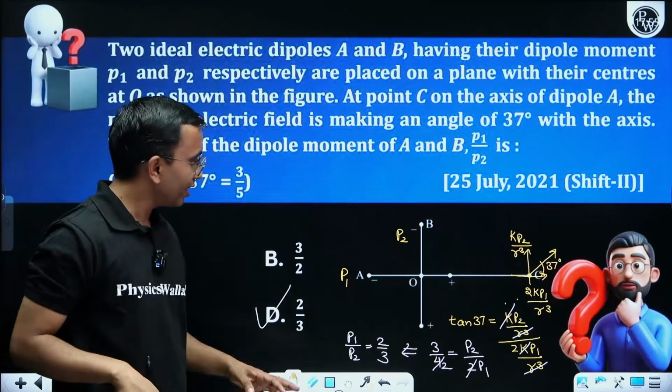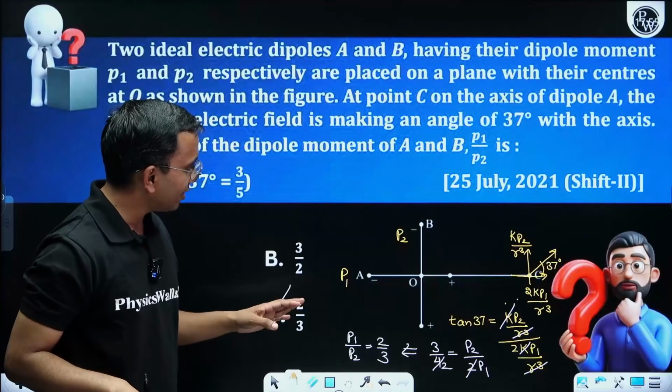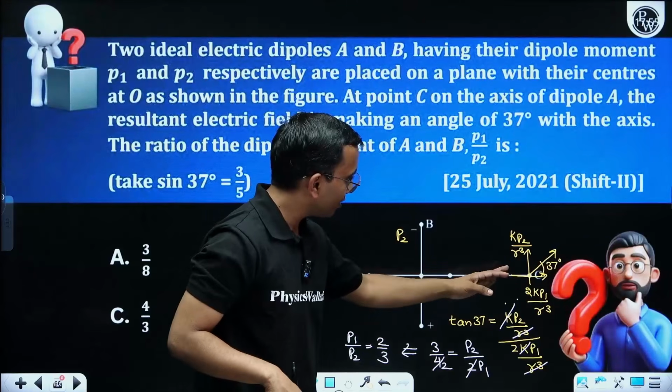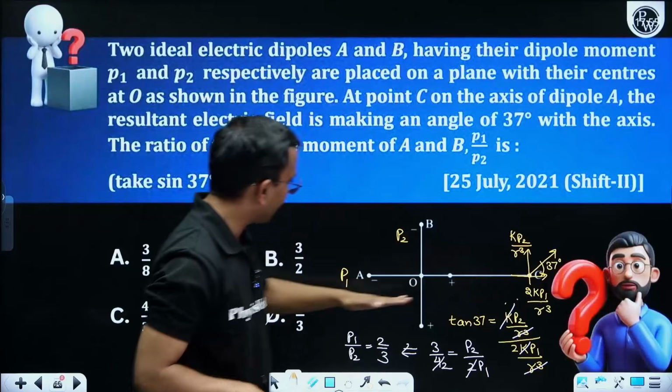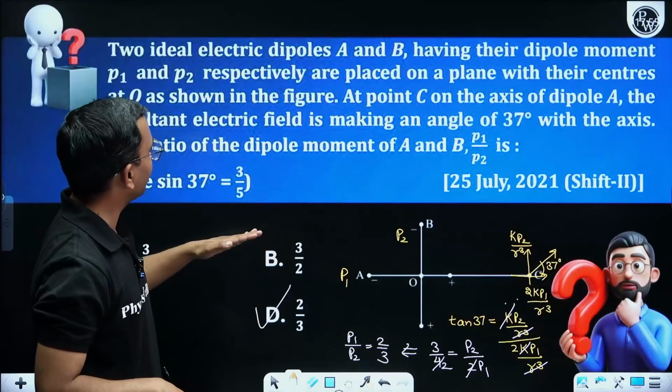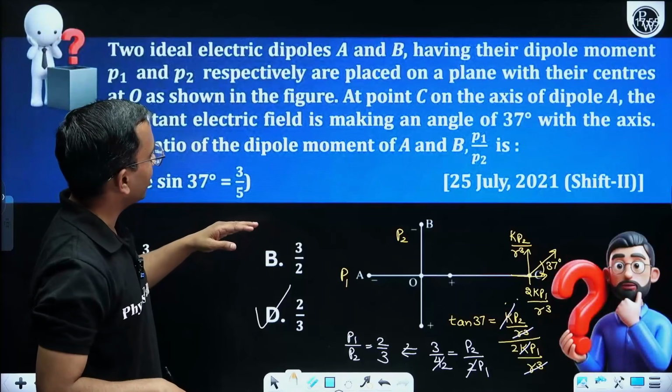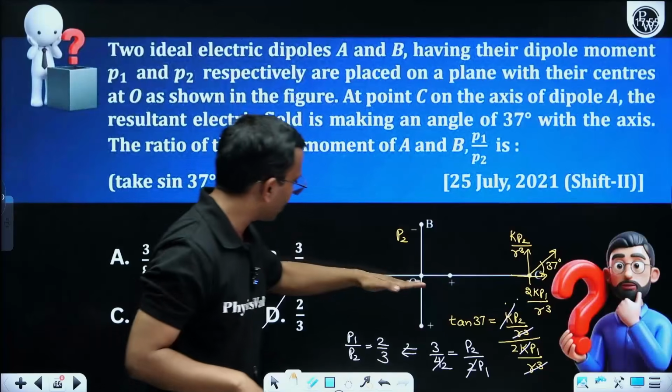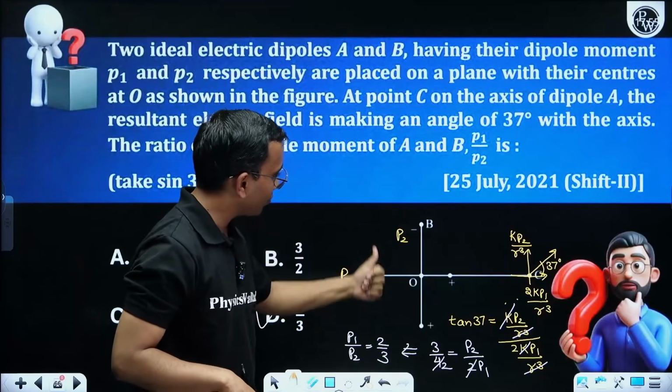Let me check if I did any mistake here. Tan 37, this is 2kP1. AB, which one is it by the way? A and B. So first one was P1, this was P1, and this was P2.